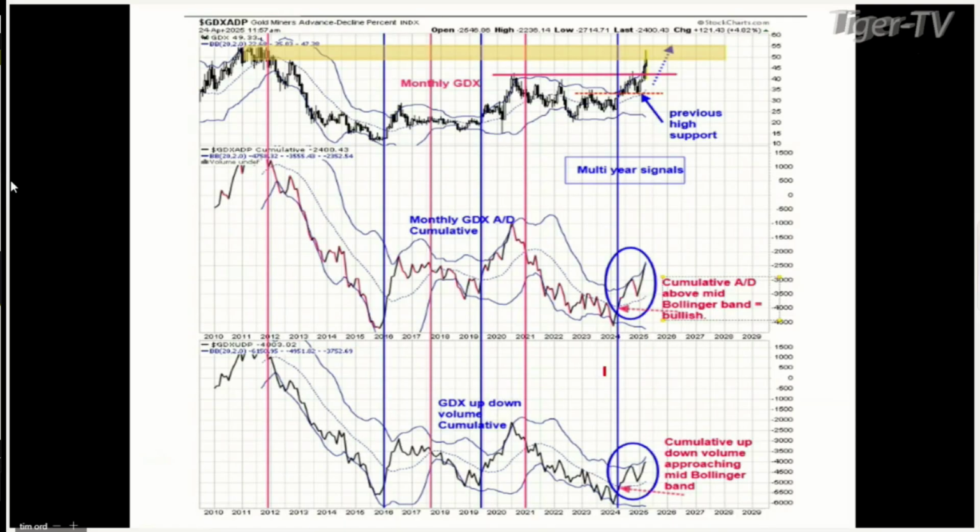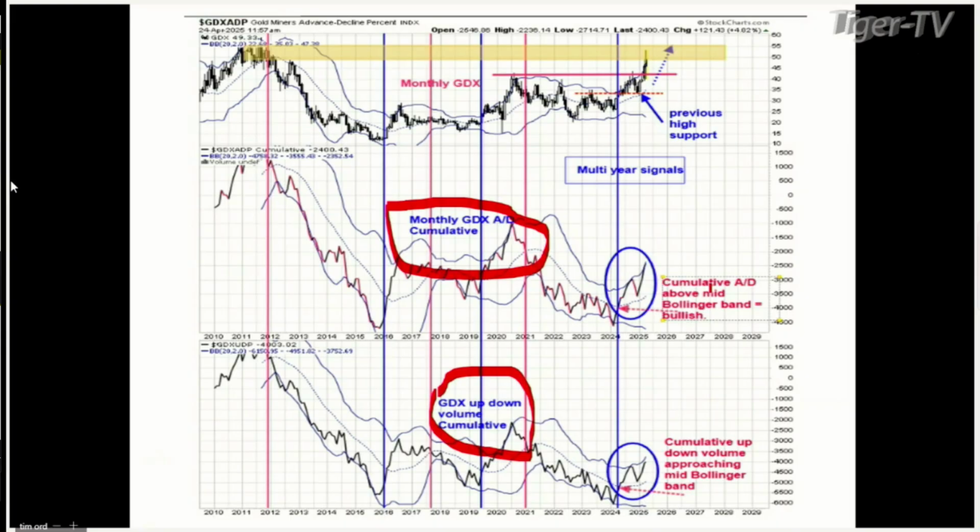Sure. Let's look at the gold market. This is, I think, where to be over the next several years. This is kind of a repeat, but it's updated today. The bottom window is the GDX up-down volume. That's a cumulative, and this is a monthly chart. So this is actually making higher highs, higher lows. Same with the monthly advance decline GDX cumulative. It's making higher highs, higher lows. As long as those two indicators stay above the mid Bollinger Band, we're in an uptrend.